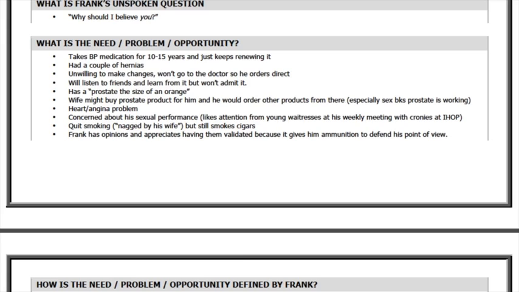His wife might buy prostate products for him, and he would order other products online, for all kinds of things, including sexual prostate not working. He has a heart and angina problem. He's concerned about his sexual performance. He quit smoking after being nagged by his wife, but he still smokes cigars. And Frank has opinions and appreciates having them validated because it gives him ammunition to defend his point of view. It's very important to him.